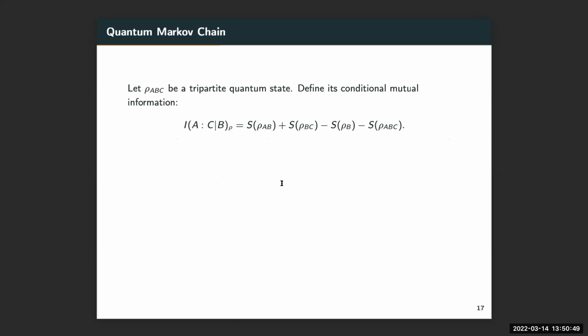So let's forget about quantum many-body systems. Just imagine you have a tripartite quantum state over Hilbert spaces A, B, and C. And we can define what we call the conditional mutual information. It's a certain linear combination of entanglement entropies, as follows.